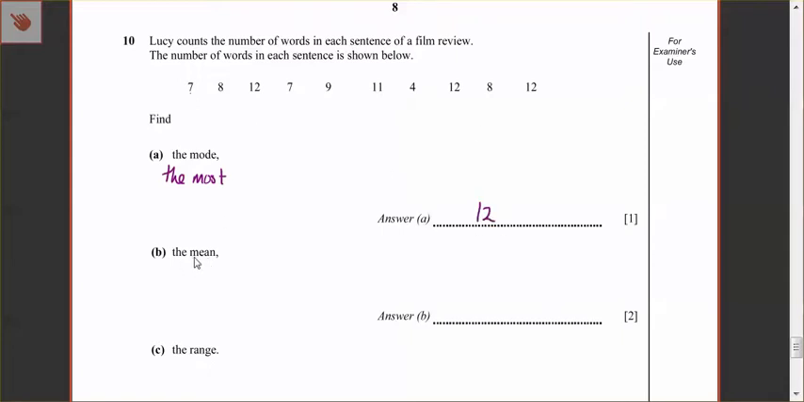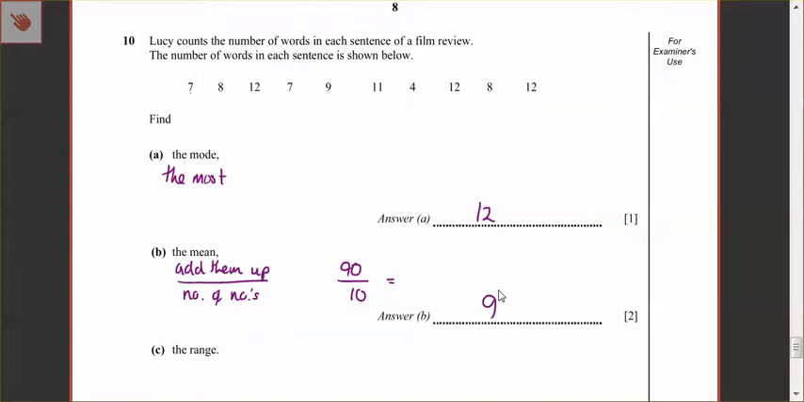The mean. What's the mean? The mean is where you add them all together, all of them, and divide by the number of numbers. So add them all up, what do we get? 90. So we end up with 90 divided by 10. So the answer is 9. The 9 is the mean. You just got to remember which one's which.